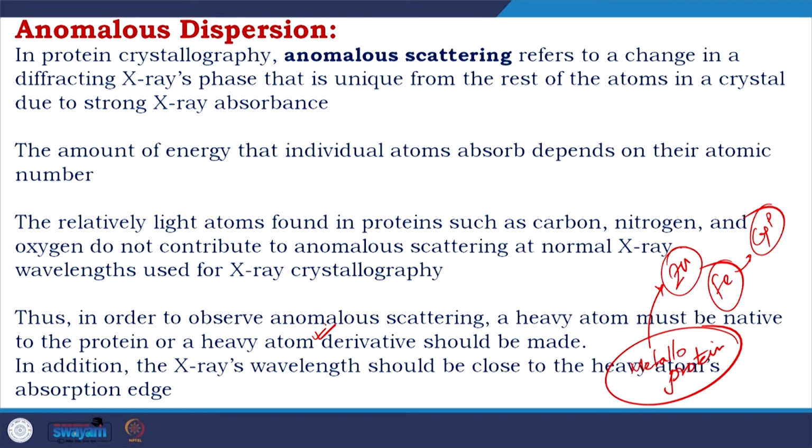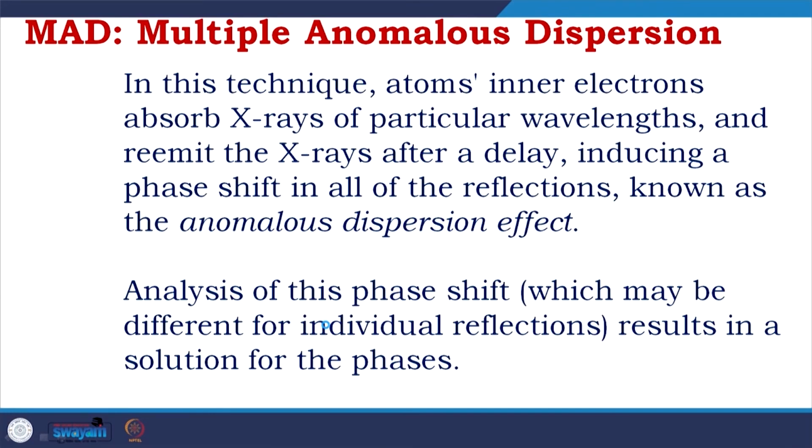In addition, the X-rays wavelength should be close to the heavy atom's absorption edge. So, you have to choose the heavy atom according to that. MAD is called multiple anomalous dispersion. In this technique, atoms' inner electrons absorb X-rays of particular wavelengths and remit the X-rays after a delay, inducing a phase shift in all of the reflections known as the anomalous dispersion effect. Analysis of this phase shift, which may be different for individual reflections, results in a solution for the phase.